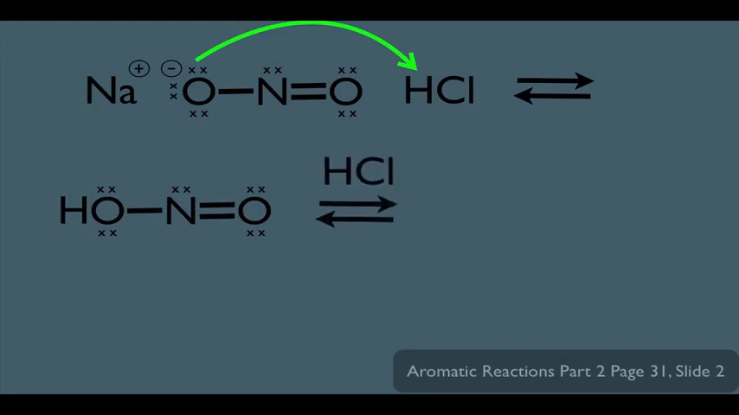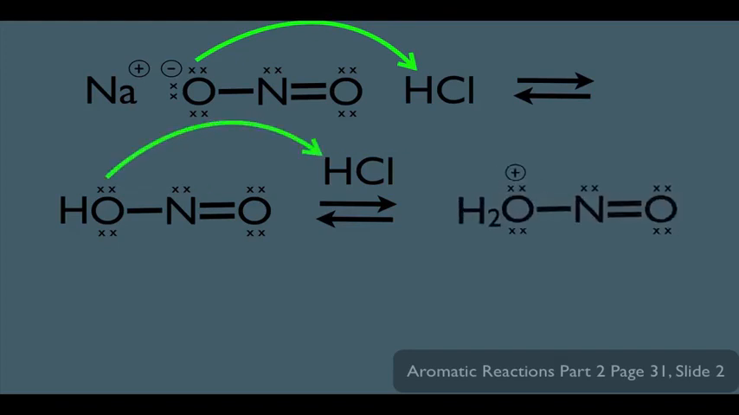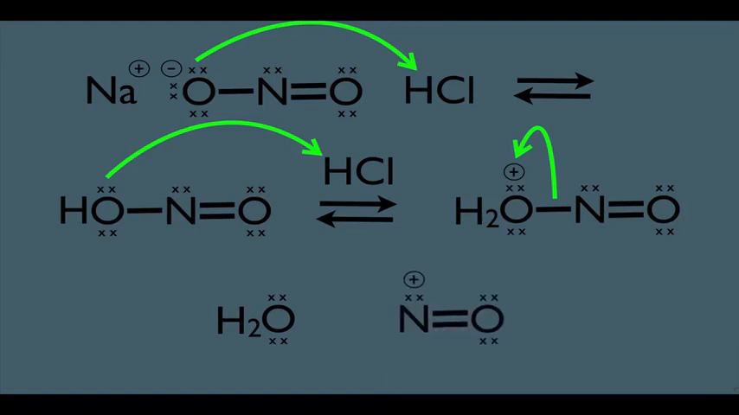Then another HCl in solution protonates that same oxygen again. That turns it now into water, which remember is a much better leaving group. And that's exactly what happens here. Water is booted off as a leaving group, so you're ending up with water as a product, and what's left over here is the NO group, giving the N a positive formal charge. This thing is called a nitrosonium ion.